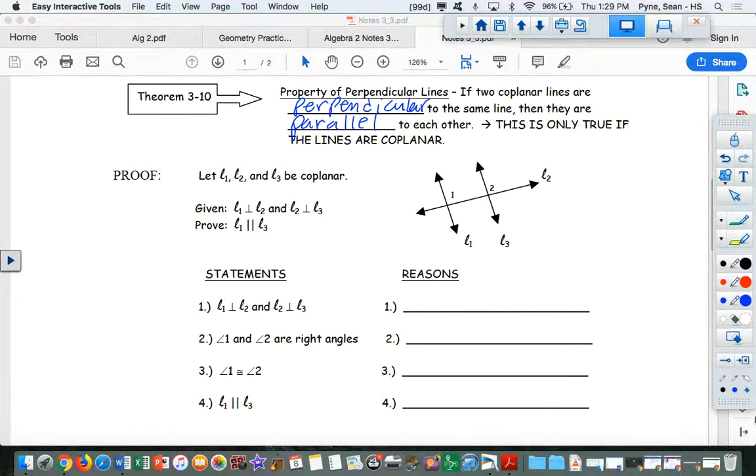All right. I know my first line is given. I'm going to mark it. L1 is perpendicular to L2. And L2 is perpendicular to L3. That's what we're told.